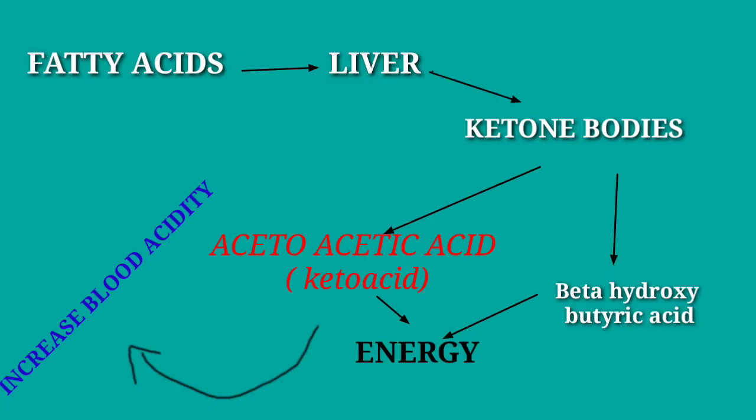These acetoacetic acid and beta hydroxybutyric acid are a source of energy. But even though they are a source of energy, they increase the blood acidity. Why? Because ketone bodies, or keto acids, are highly acidic, as the name also suggests. Because of their increased levels in the blood due to continued lipolysis or breakdown of proteins, the acidity of the blood rises, and this condition is called ketoacidosis. Increased ketone bodies in the blood occurring in diabetic patients is called diabetic ketoacidosis.